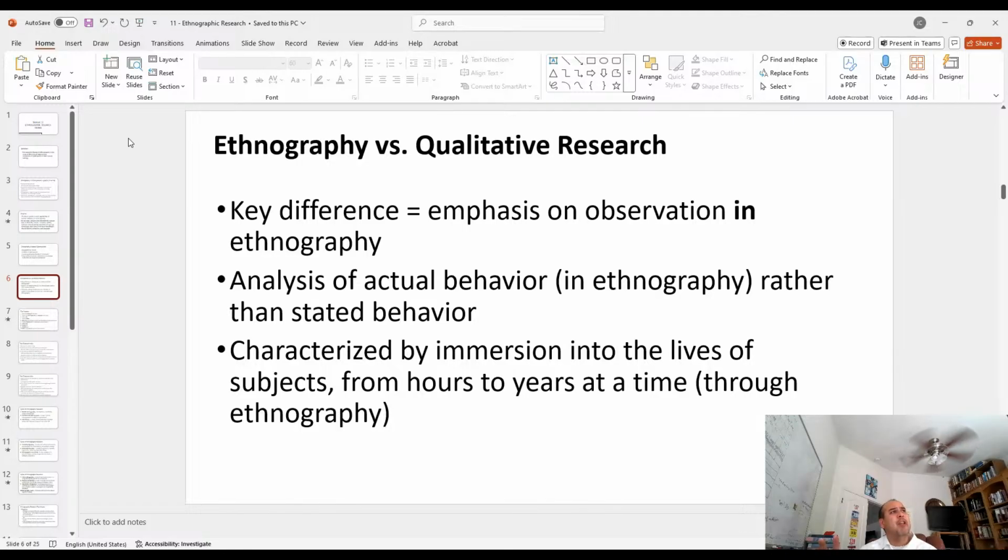Okay, so ethnography versus qualitative research. Even though ethnography is a qualitative research, there are key differences that we want to talk about. And one key difference is the emphasis on observation in ethnography. Qualitative research doesn't necessarily revolve or focus on observation. You can do qualitative research with interviews, focus groups, right? You can ask questions in email and have them type them out. There's many different ways to collect qualitative data. Ethnography is the only qualitative data that is purely focused on observation.